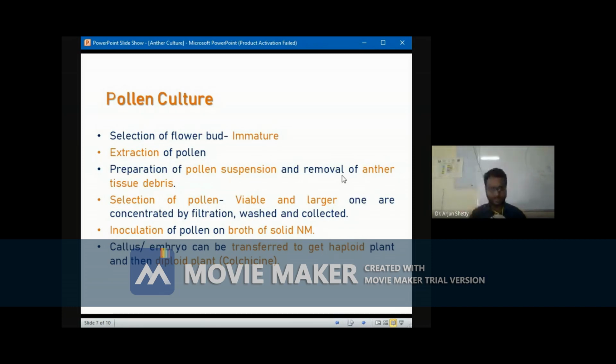And after that, a pure pollen suspension has to be selected, and only the larger and viable pollen has to be selected, whereas the smaller, dormant pollen grains will not give a better result.